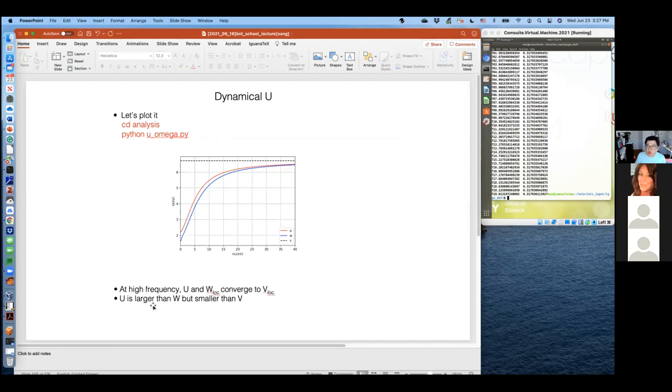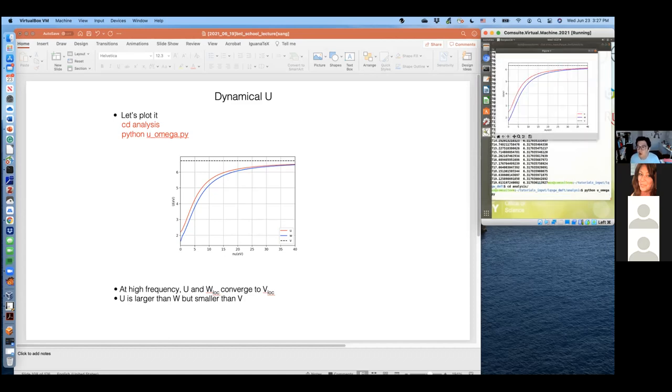Let's plot it. If we go into the analysis directory and type python u_omega.py, then you will get this plot. The blue plot is the fully screened Coulomb interaction, the red plot is the partially screened Coulomb interaction, which is the U value we will use, and the black dashed line is the bare Coulomb interaction limit. One thing we can see here is that the partially screened Coulomb interaction is always higher than the fully screened Coulomb interaction. At high frequency they match almost perfectly, and they converge to this high frequency limit, which is expected.